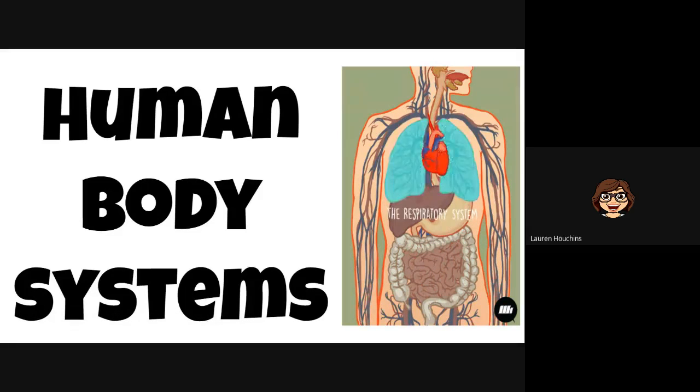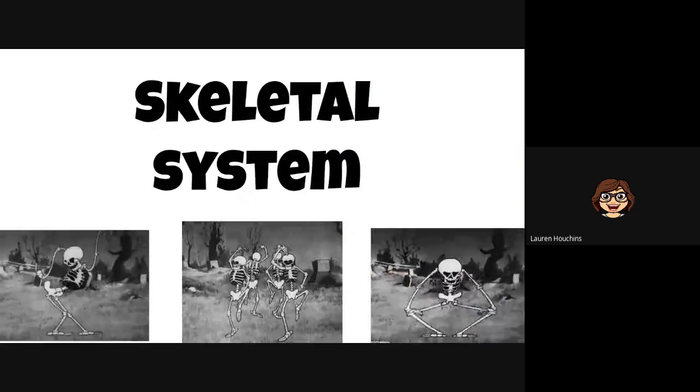Today, we are going to begin our discussion about human body systems. There are 11 or 12, depending on where you look, different body systems that make up your body. In 5th grade, we only cover a handful of those. So let's get started with the first body system that we're going to talk about, which is the skeletal system.